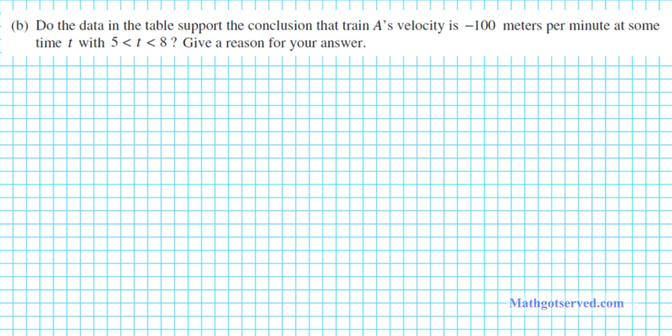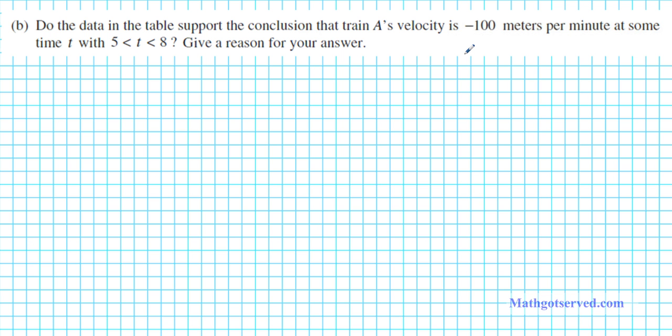Alright, let's take a look at part B. It says, do the data in the table support the conclusion that train A's velocity is negative 100 meters per minute at some time t with 5 less than t less than 8? Give a reason for your answer. So we're talking about an output value that should be somewhere between two values on the table, namely between 5 and 8.